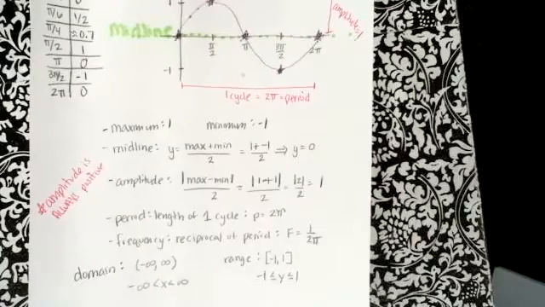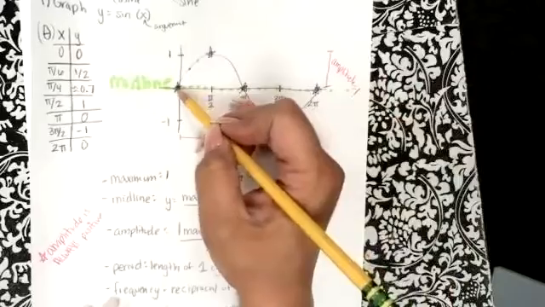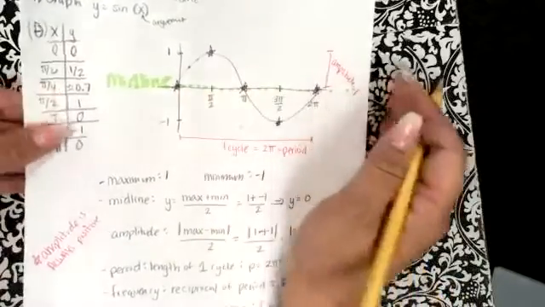All right, that's the graph of sine. Keep in mind, sine starts at 0, ends at 0. I'm going to go ahead now and do the cosine one.